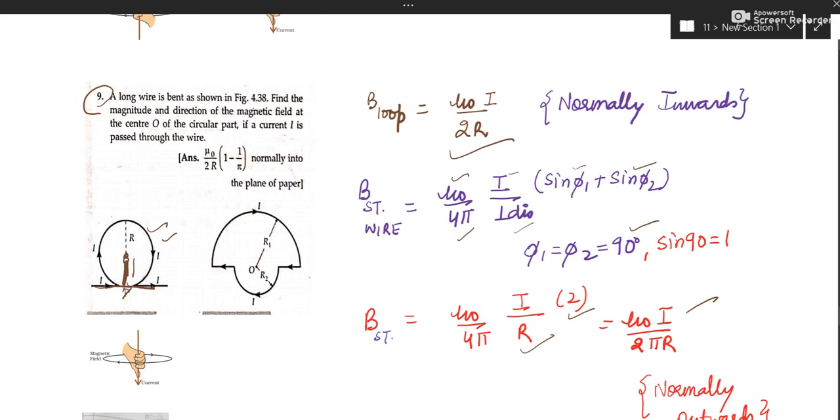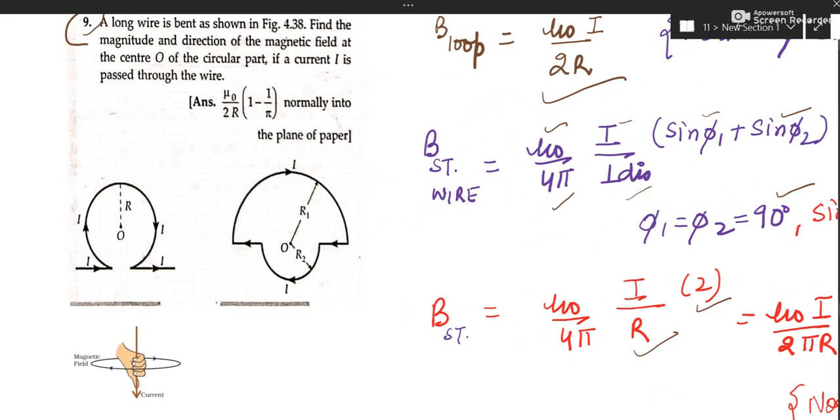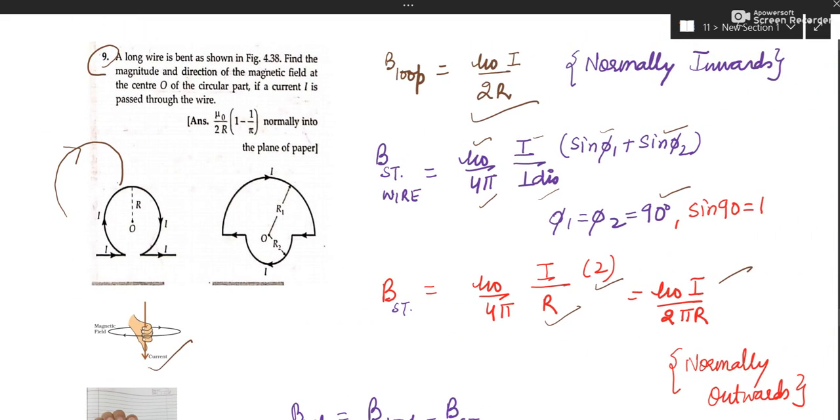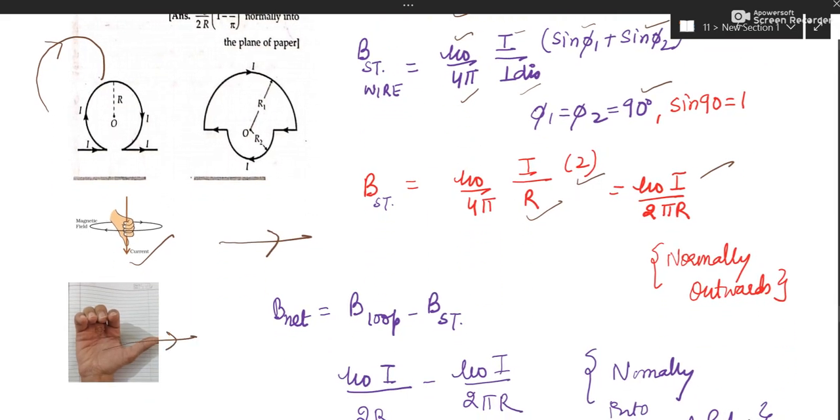Now talk about the direction. At point O, this loop is exerting a magnetic field and the wire is exerting a magnetic field. Now you see whether they are added or subtracted by checking the direction. So use the right-hand rule. This is your current, and keep the curls of the right hand. It is downwards, so this first one is inwards. And what about the wire? For that you have this rule. It is upward, outward. So they'll be subtracted.